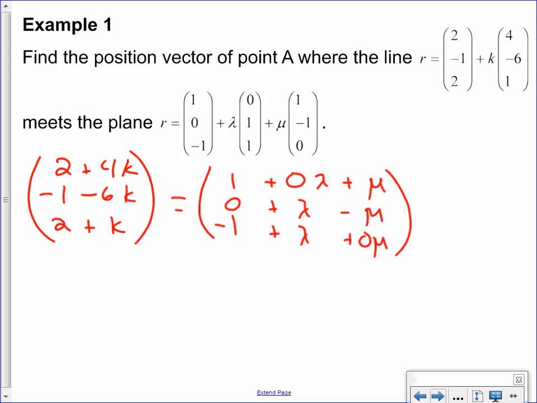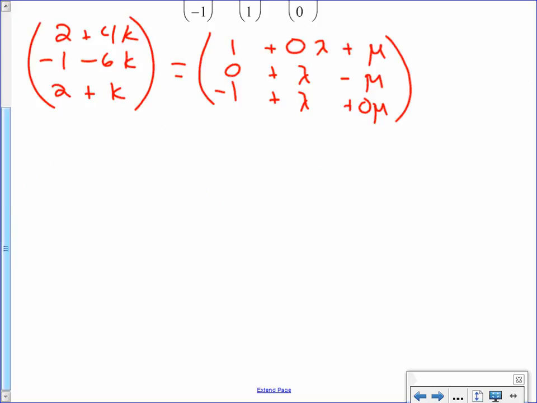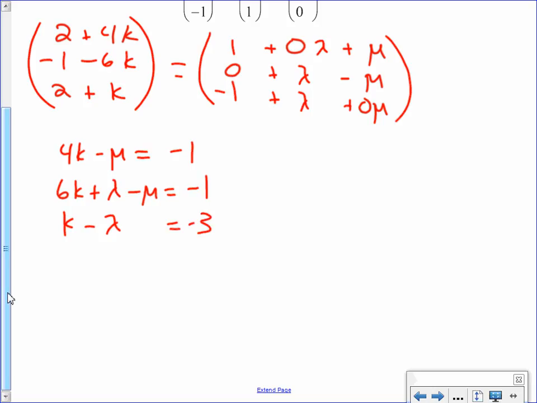If you get all the constants on one side, you would get 4k minus mu is equal to negative 1. 6k plus lambda minus mu is equal to negative 1. And then k minus mu is equal to negative 3. All I did was just move the constants to the other side.